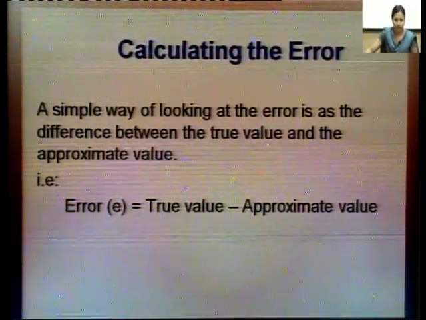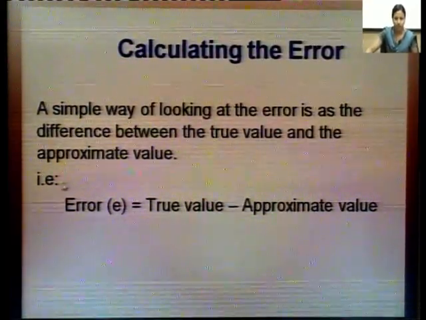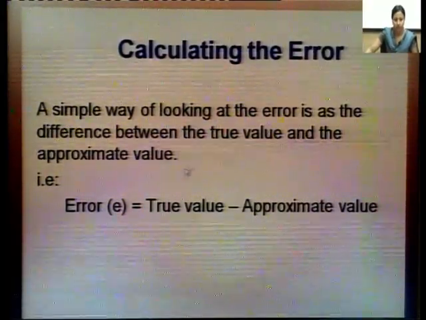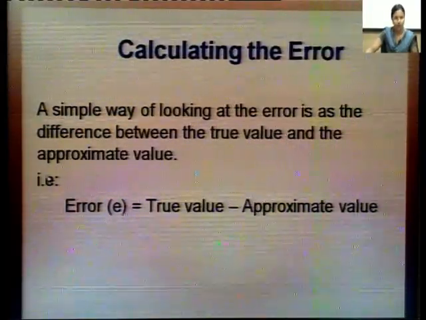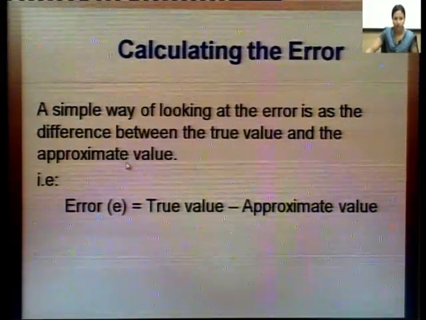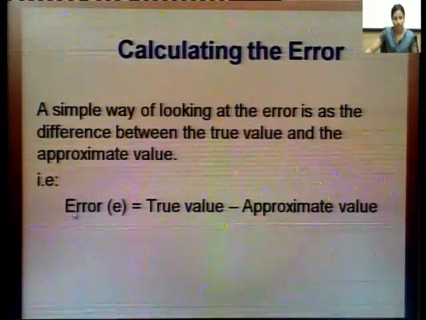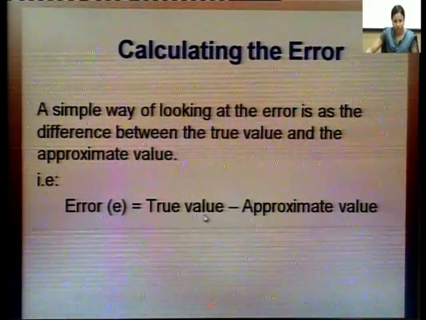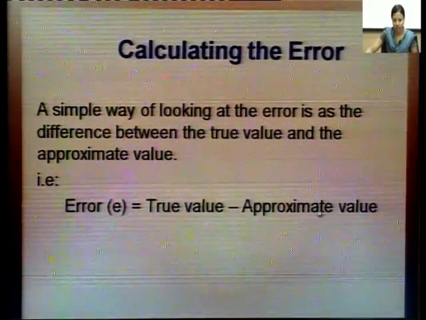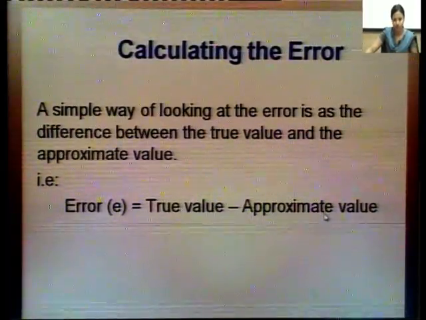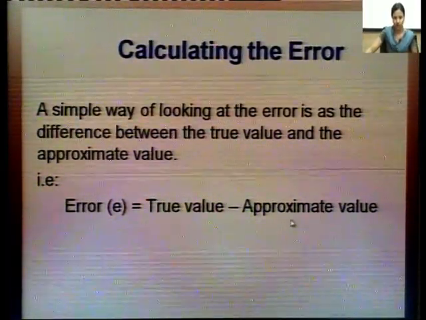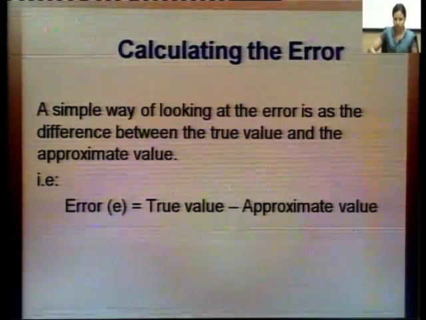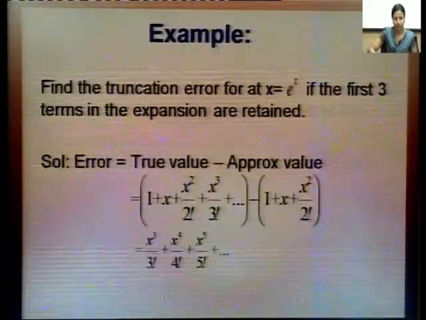Next we come to the definition of error. A simple way of looking at error is as the difference between the true value and the approximate value. Approximate value means the value which we measure. So error E is equal to true value minus approximate value, or measured value.